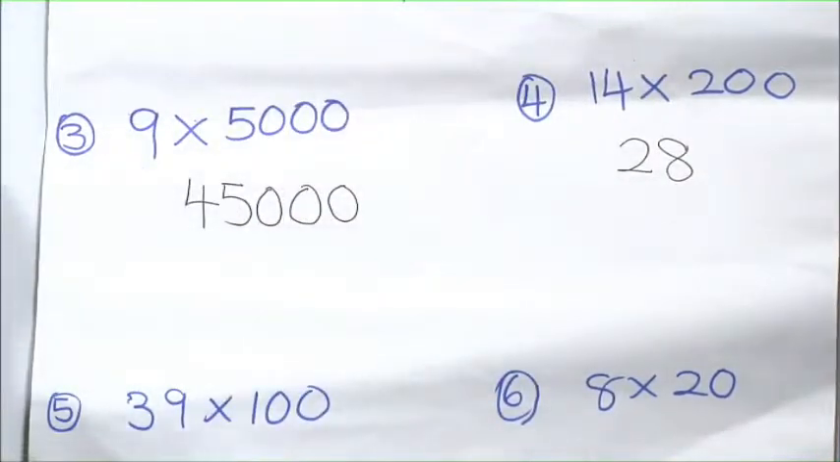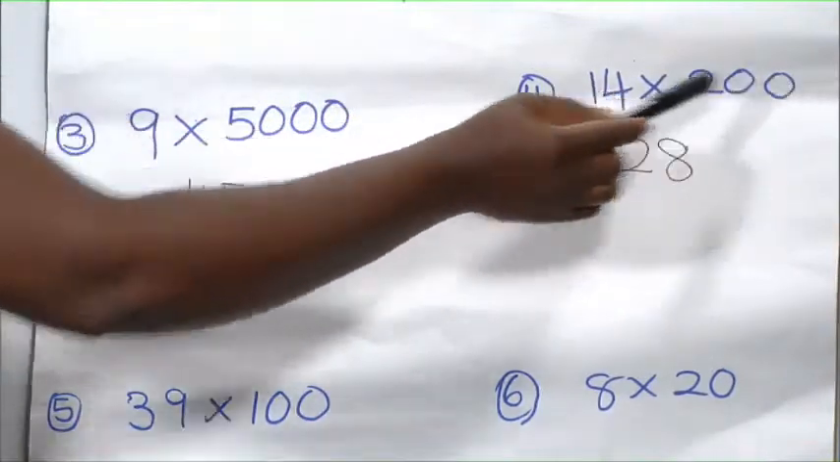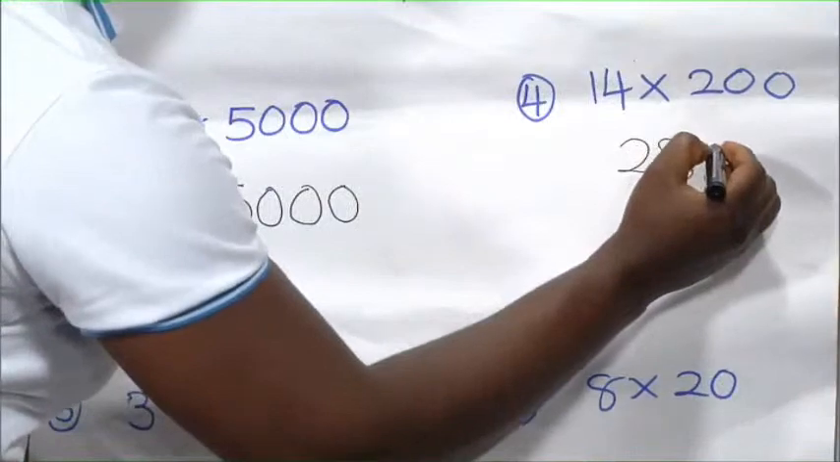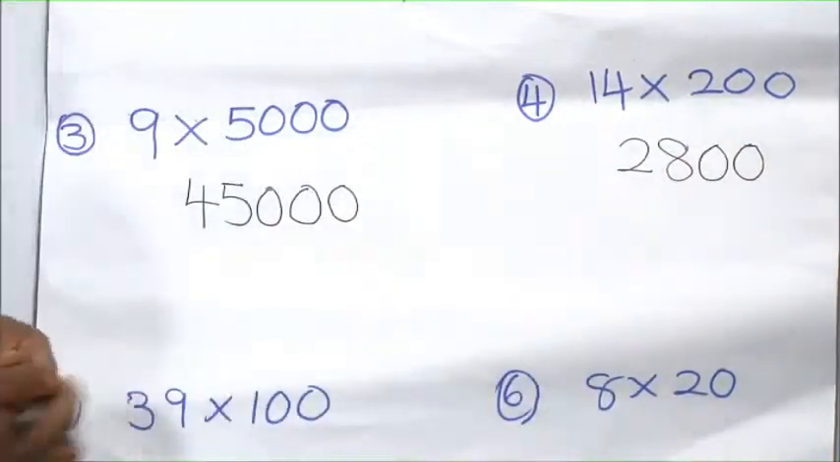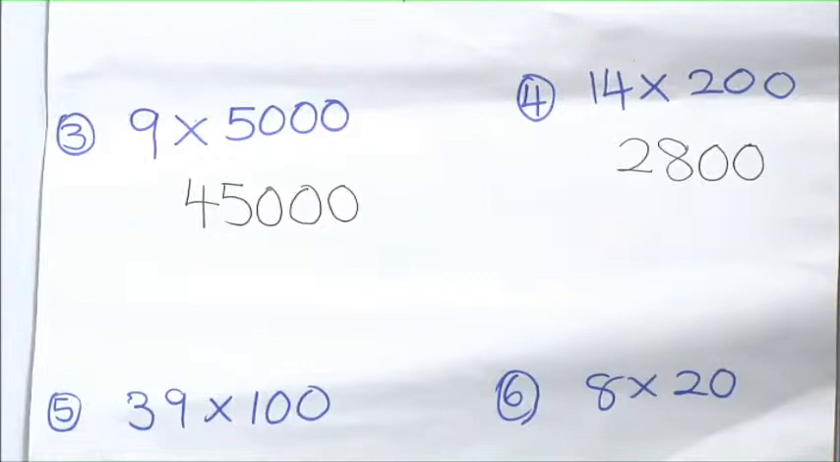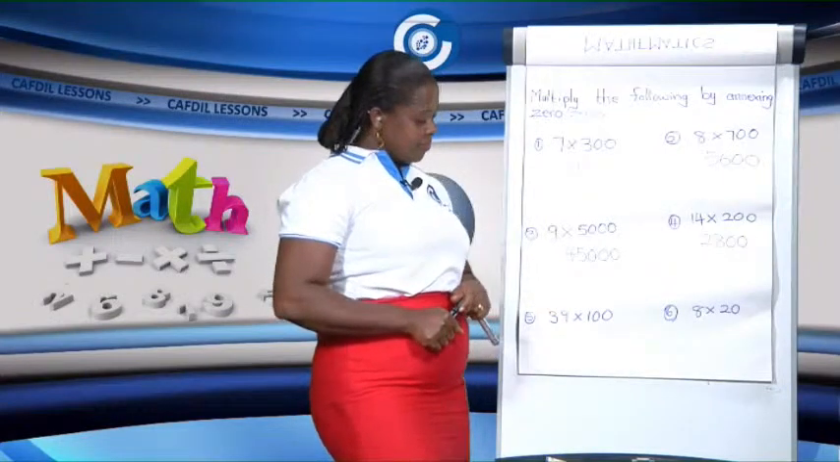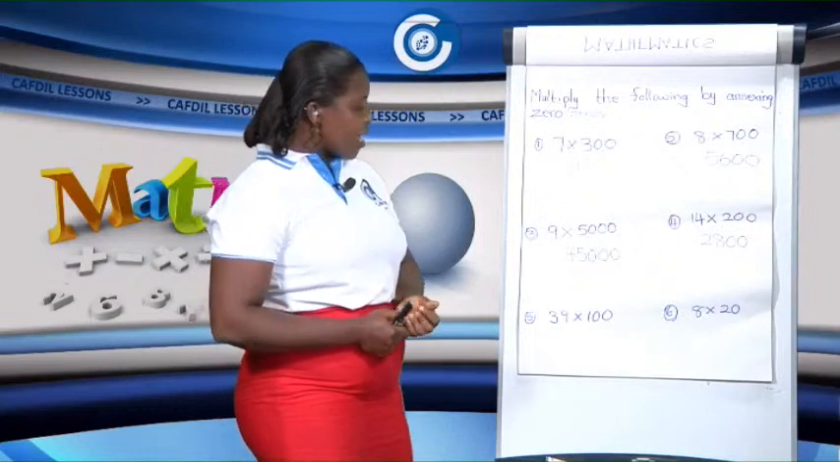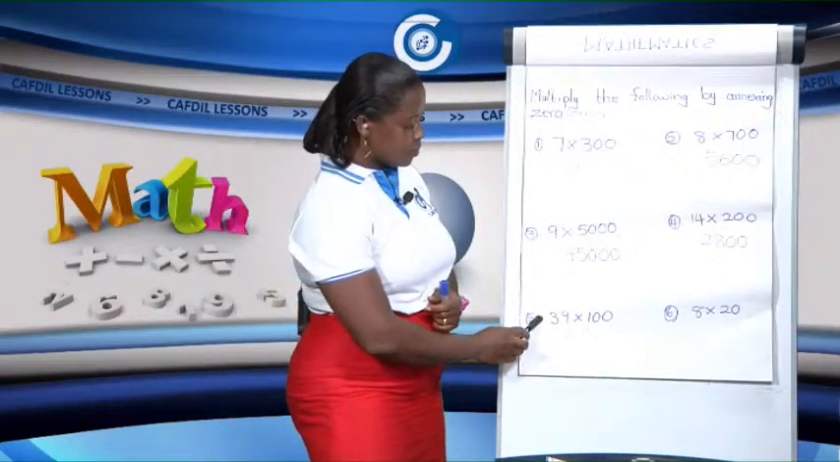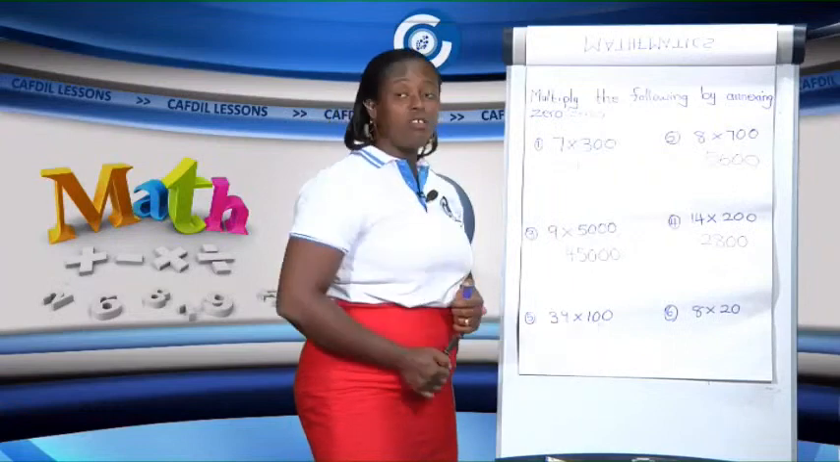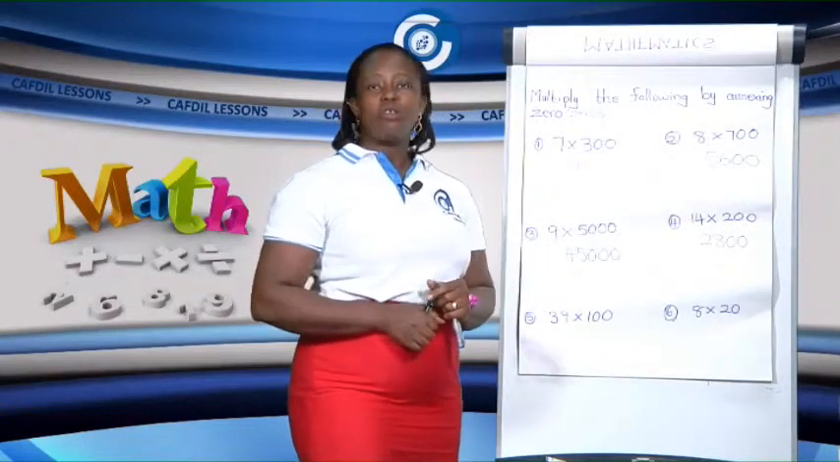How many zeros do we have here? It is only 2. 1, 2. Let's bring the zeros. So 14 times 200 will give us 2,800. Good. I have another example. 39 times 100. With this, I want you to do it.